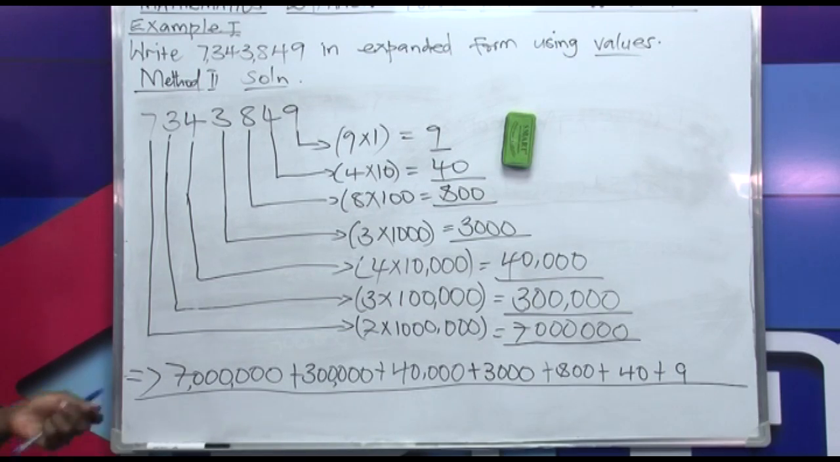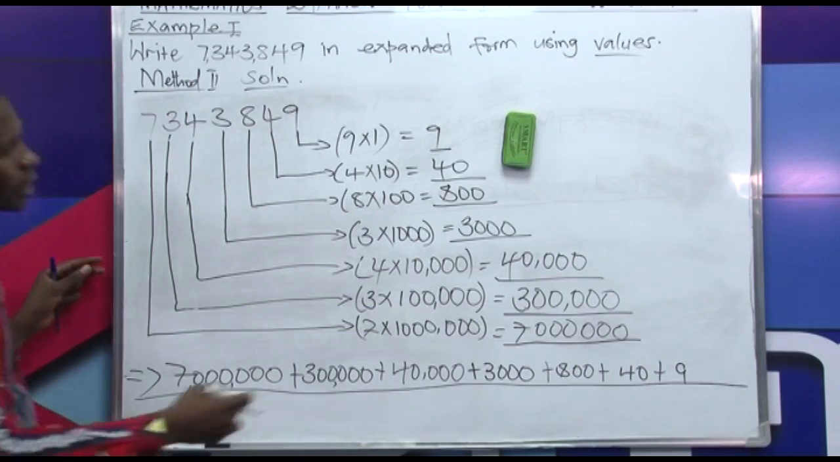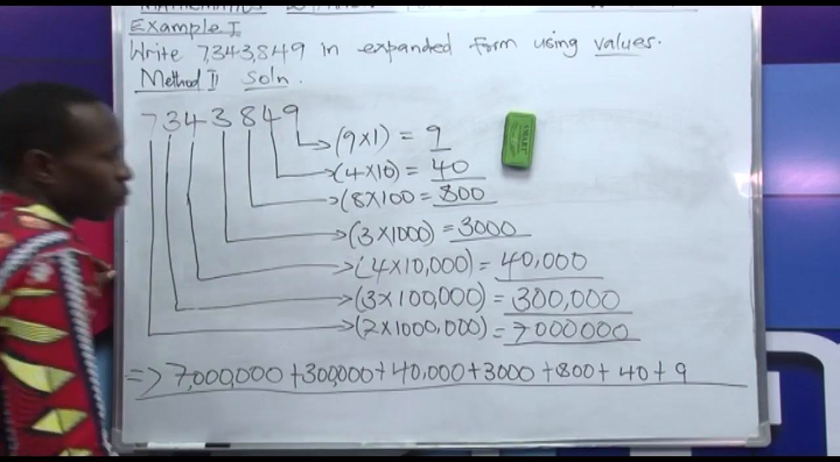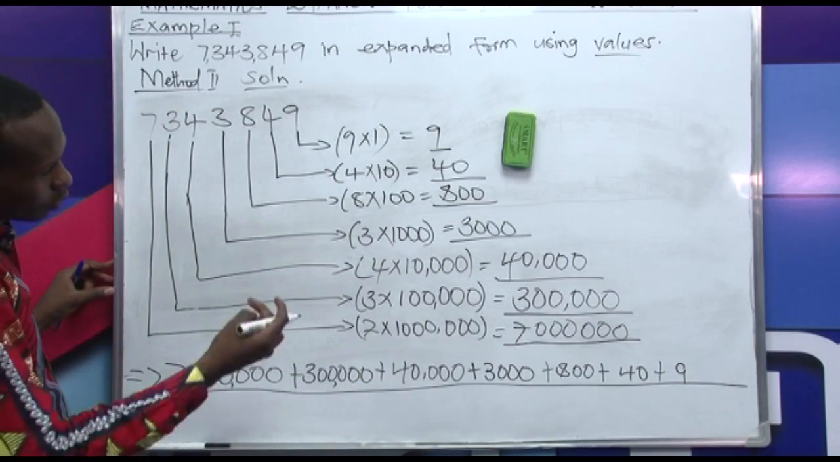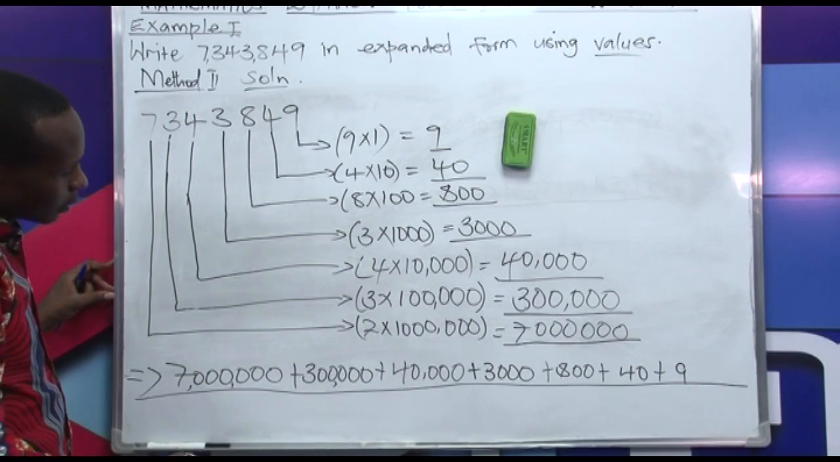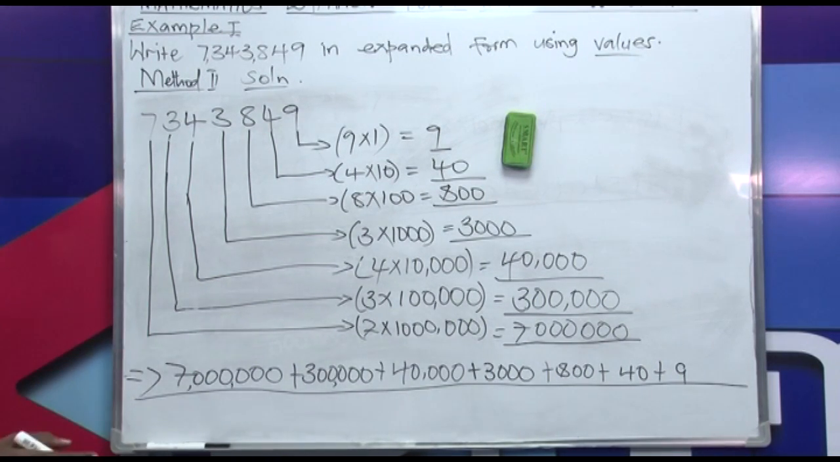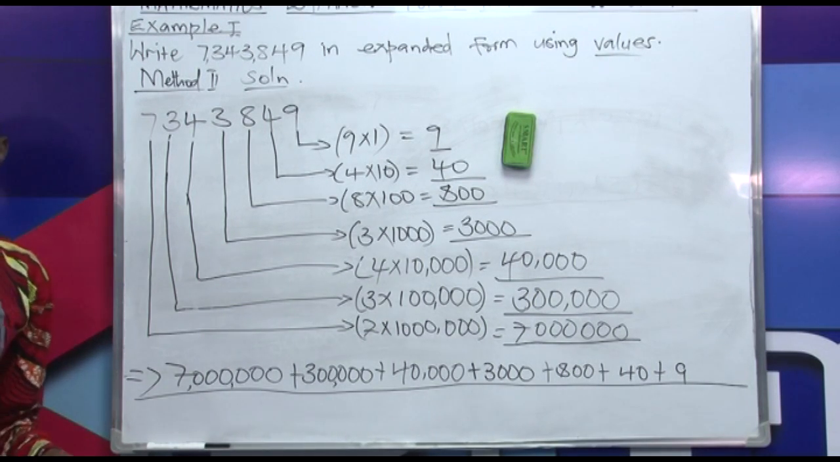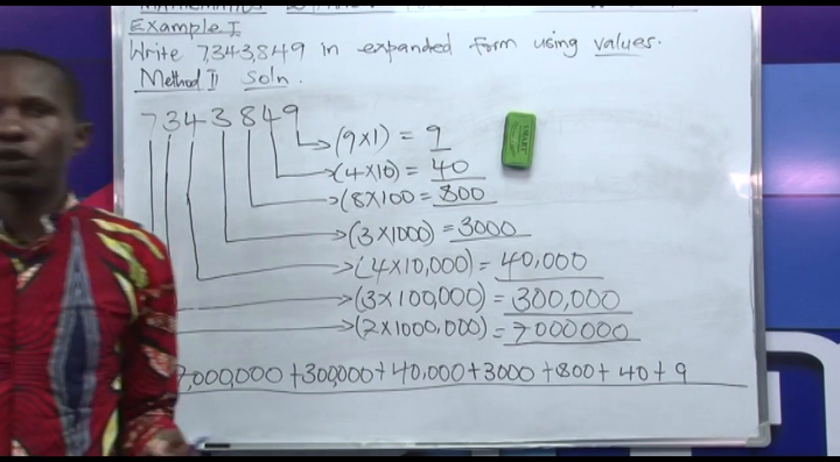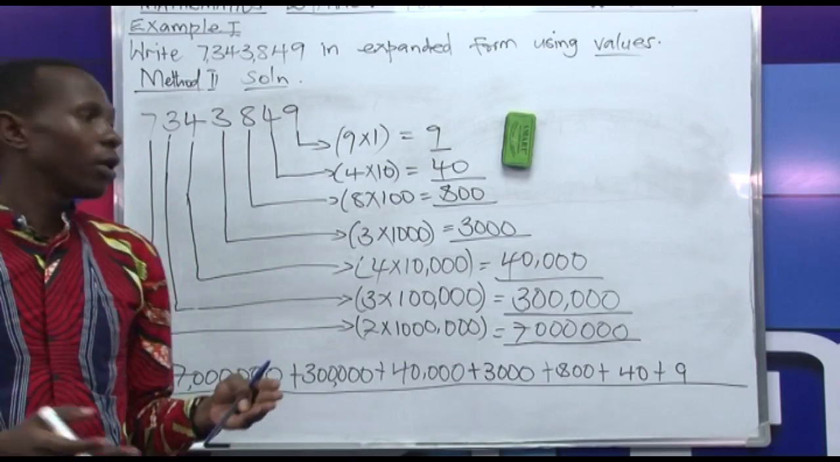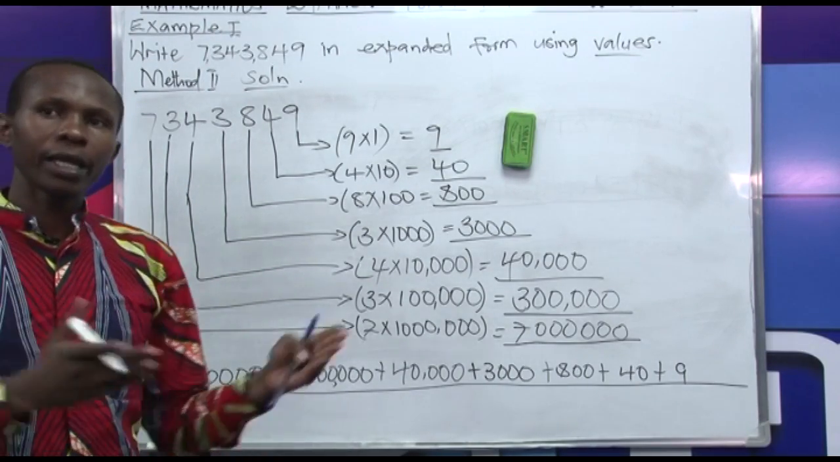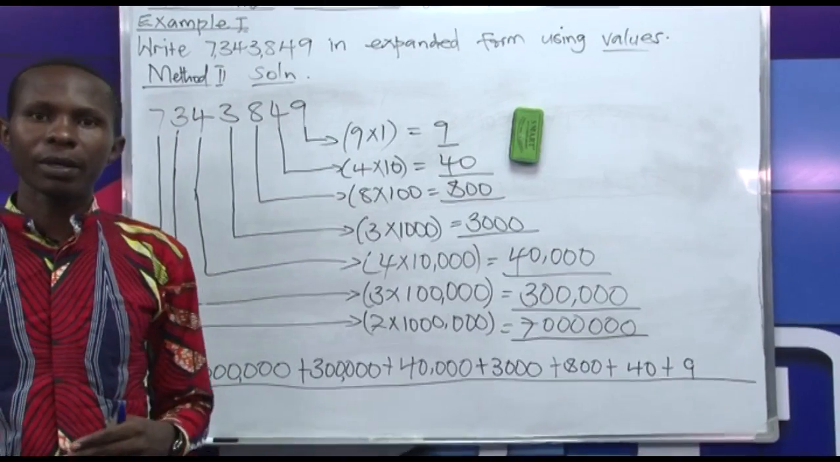Somebody can write it like this. Somebody can also begin with 9, comes to 40, comes to 800, comes to 3,000, comes to 40,000, comes to 300,000, comes to 7 millions. All ways you come to the same answer. So what you are required to do is just to follow the same procedure. You either use the first method or the second method.